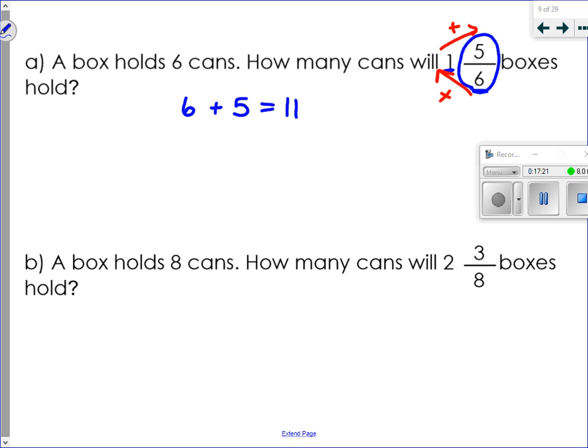Okay, a box holds 8 cans this time. How many cans would we have if we have 2 full boxes? So that's 8 in each box, 2 groups of 8. That's 16. What we've done is 2 groups of 8, we've multiplied 8 times 2. And now we have 3 in the other box, so we're adding on 3. That gives us 19 altogether. 2 times 8 is 16, plus 3 is 19.